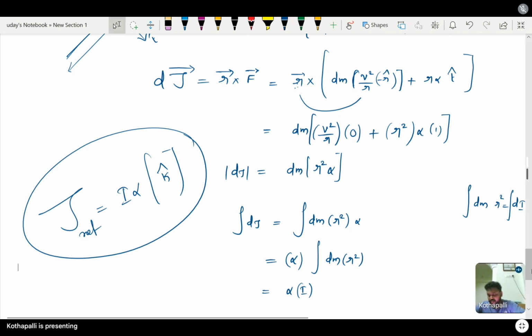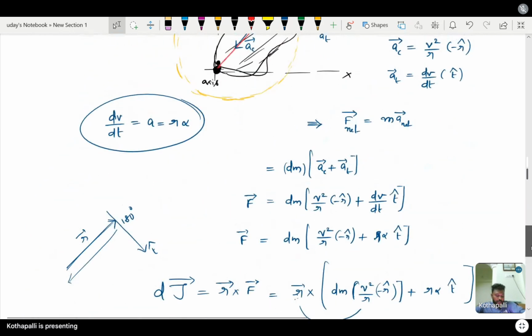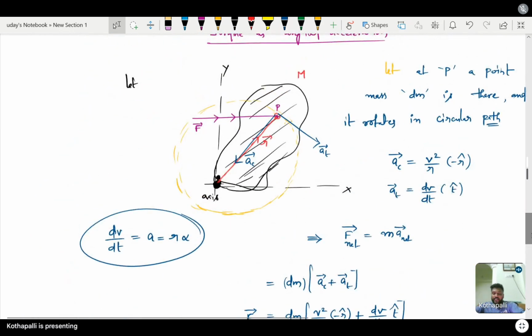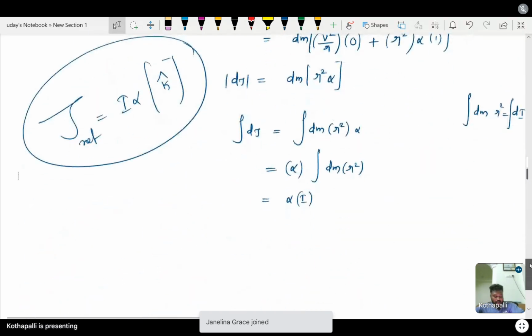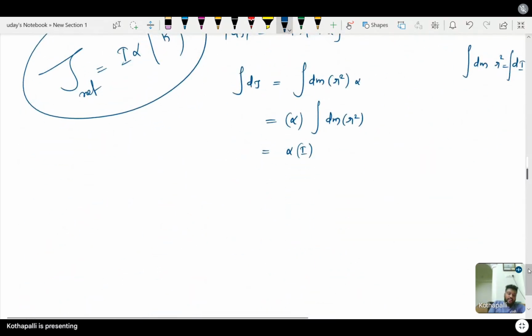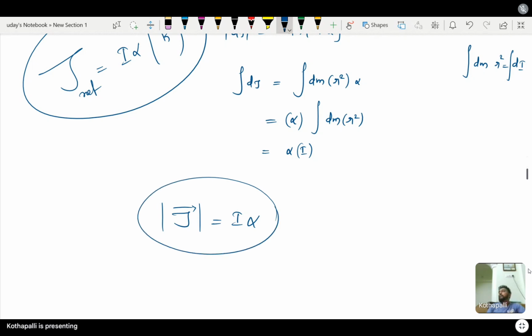Derivation is actually not required for the NEET students. But long back I derived this, so I wanted to check whether I can derive it or not. Almost 1.5 years back. Understand? So the net torque acting on any rigid body is always given by I alpha. What is I? Moment of inertia of that rigid body. What is alpha? Angular acceleration.